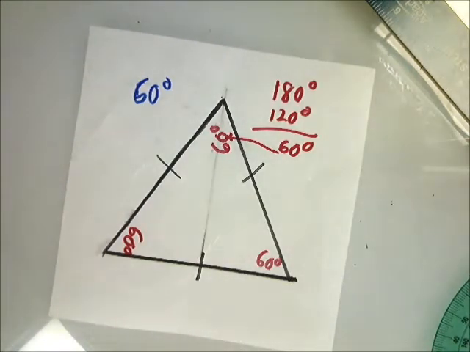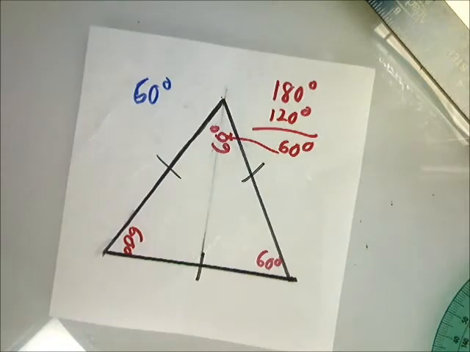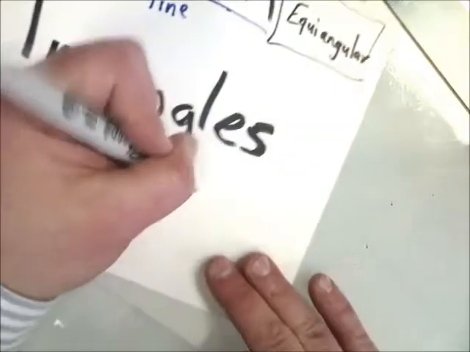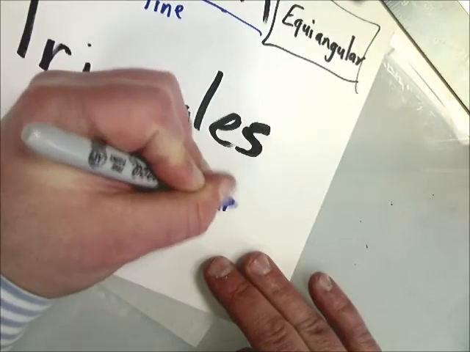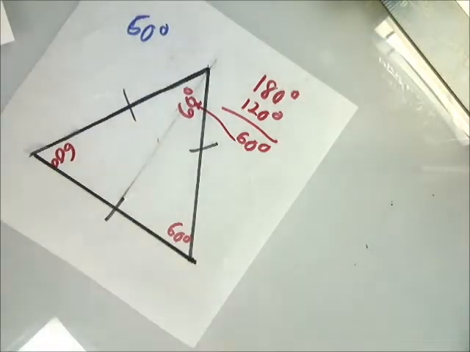Now, by the way, the idea that these things are equal is considered to be a corollary. So the idea that if it is equilateral, then it is equiangular, that statement is called a corollary, which is not the same as a coronary, which is like a heart thing. But a corollary is really a very easy statement to prove, or a theorem that you can use one versus the other.